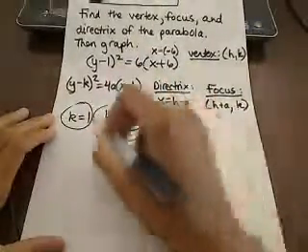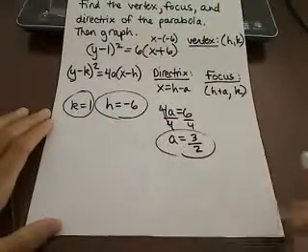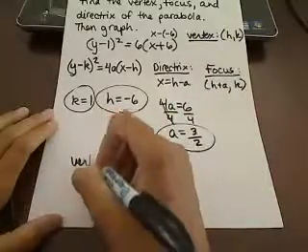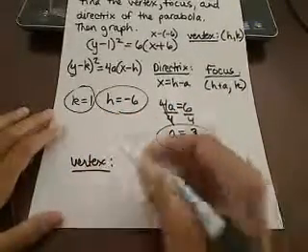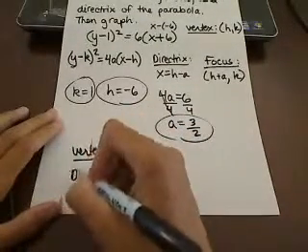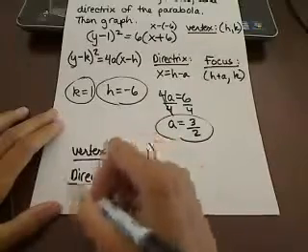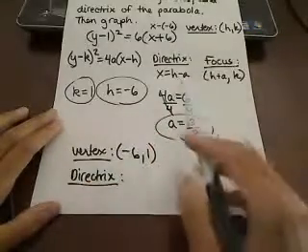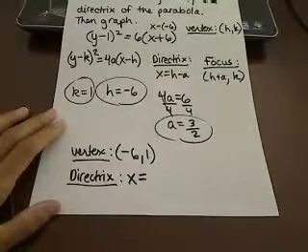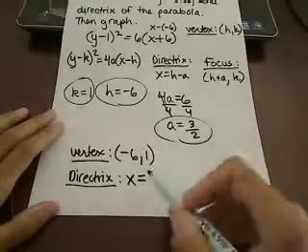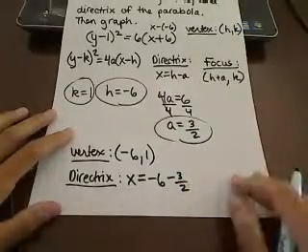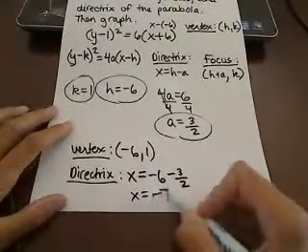Okay, so here are the three important pieces that we're going to use to identify the vertex, the directrix, and the focus. Let's just do the vertex first. So the vertex is going to be hk, so that's negative 6, 1. The directrix is going to be x equals h minus a. Remember, this is an equation of a line, all right? So h minus a here, we're going to have negative 6 minus 3/2. And so that's actually just negative 7.5.